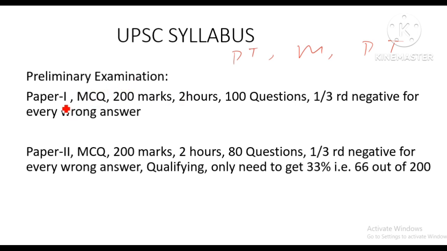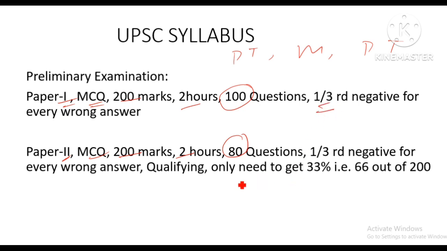There are two papers, paper 1 and paper 2. Both papers are MCQ in nature and carry 200 marks, and 2 hours will be given to write the examination. Paper 1 has 100 questions, but paper 2 has 80 questions. Both papers have negative marking. For every wrong answer, there will be a deduction of 1/3 marks.